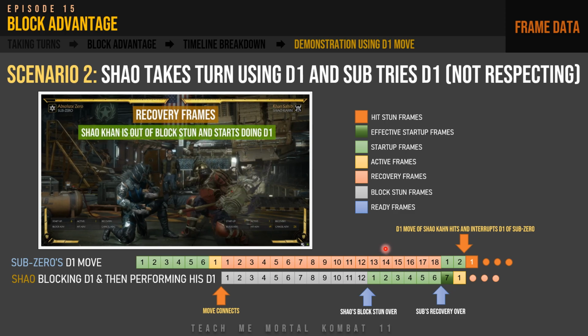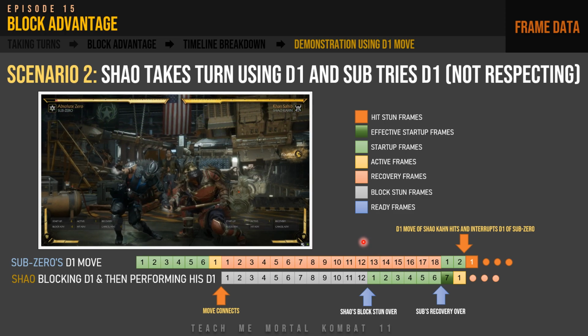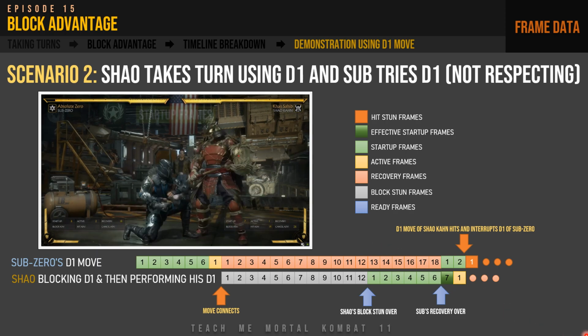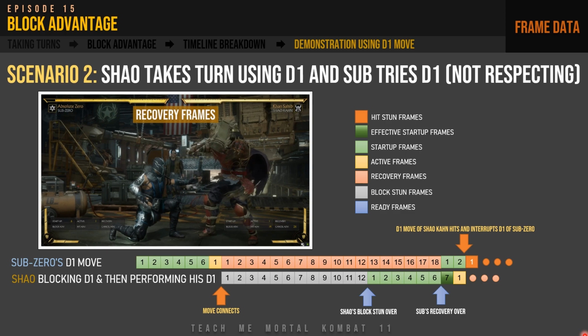So it is advised to always respect the turn of your opponent and avoid mashing in such a situation. The same is applicable to any attack which Sub-Zero wants to use, so he's left with no option but to block and respect Shao Kahn's turn.